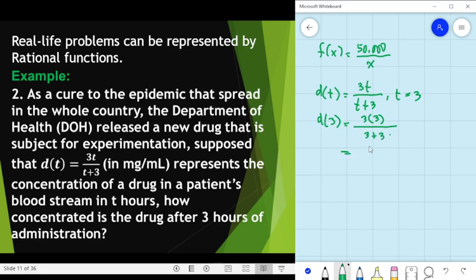That's why we now have 9 over 6, which is equal to 3 over 2, or similar to 1 and 1/2. So that means after 3 hours, the drug concentration is 1 and 1/2 milligrams per milliliter.